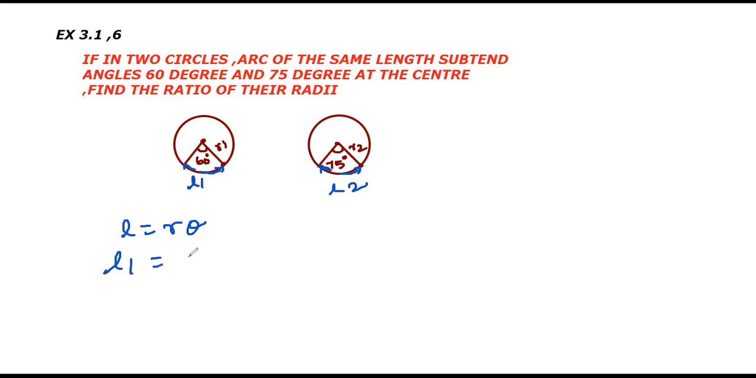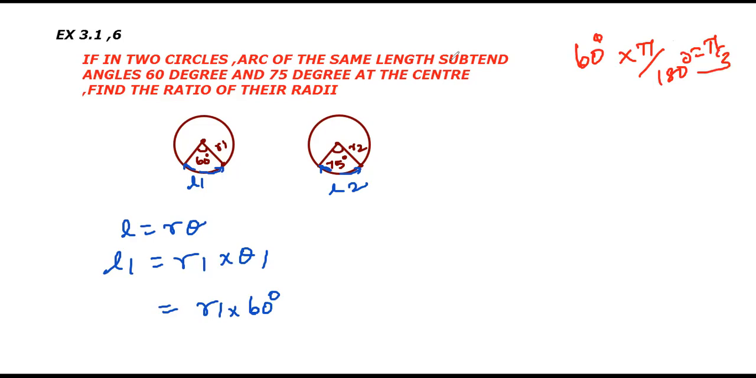So for the first circle, L1 is equal to R1 into theta 1, which is R1 into 60°. Before that, let's convert this degree into pi by 180 terms. So 60° into pi by 180° will give you pi by 3. So I'll write L1 is equal to R1 into pi by 3.